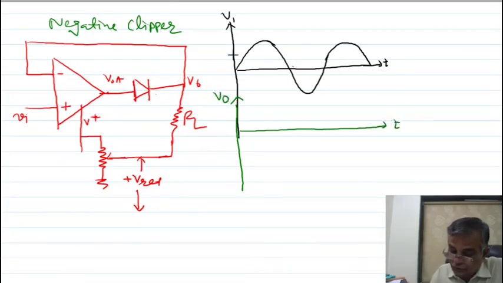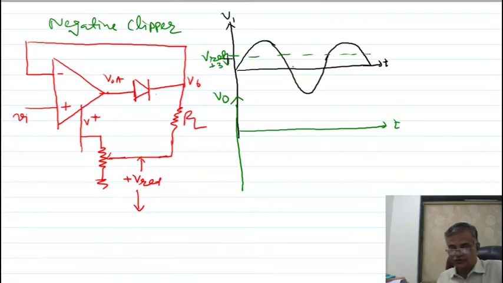Suppose, just to explain to you, I am taking this as V reference. I have taken 3 volts. So this is your plus 3 volts. So this diode will conduct when this voltage is more than 3 volts. When this is more than 3 volts, then this diode will conduct, and you will get the waveform.